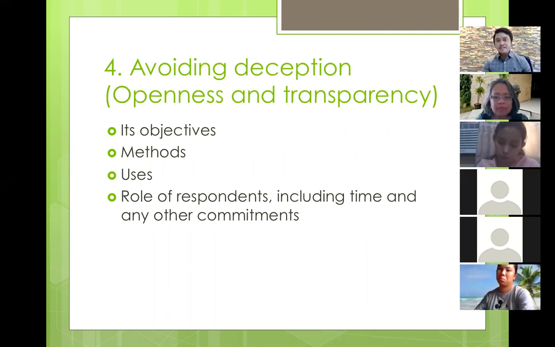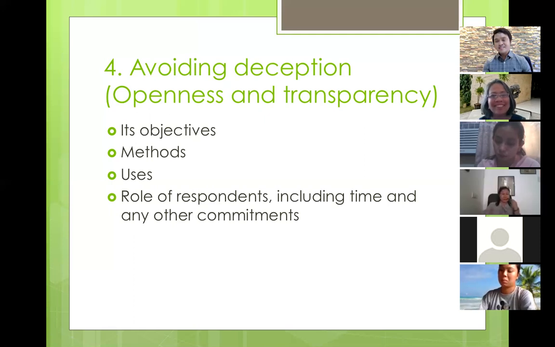And finally, avoiding deception, you must be open and transparent as to your research objectives, the methods that you're going to employ, the uses of your research paper, and the role of the respondents, including time, and any other commitments. Some of the respondents would expect that you are under SWS. Parang kayo ay pinadala para mag-survey. And minsan kasi yung mga nagsa-survey na yan, may kapalit yan, may pag-grocery item, merong konting pera. So you have to explain in your informed consent na you do not intend to provide them something in return.